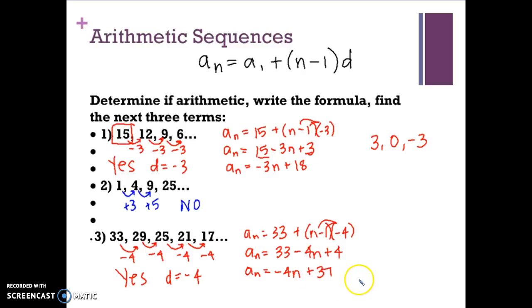Got to find the next three terms, so I went from 21 to 17. 17 minus 4 is 13. 13 minus 4 is 9. 9 minus 4 is 5.